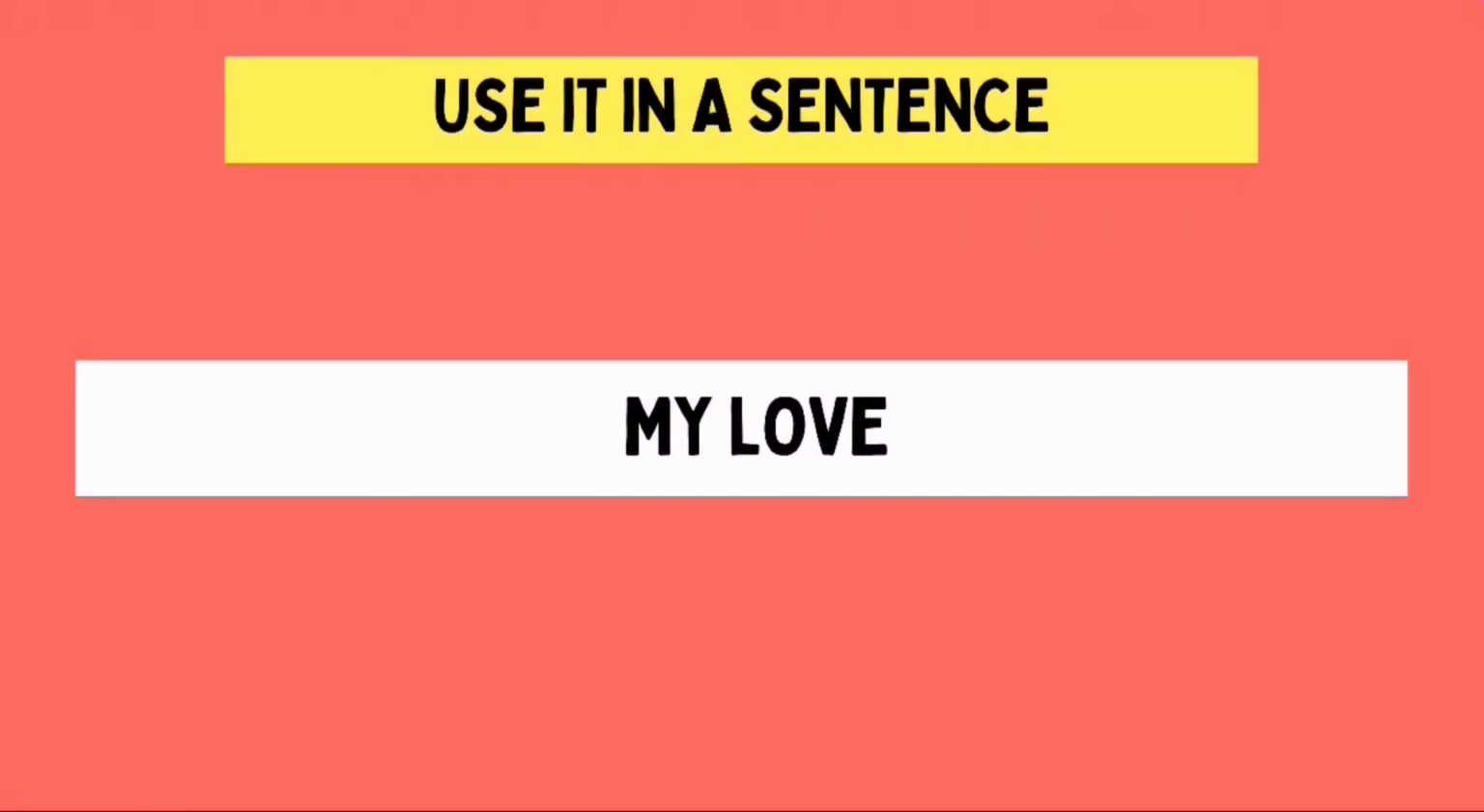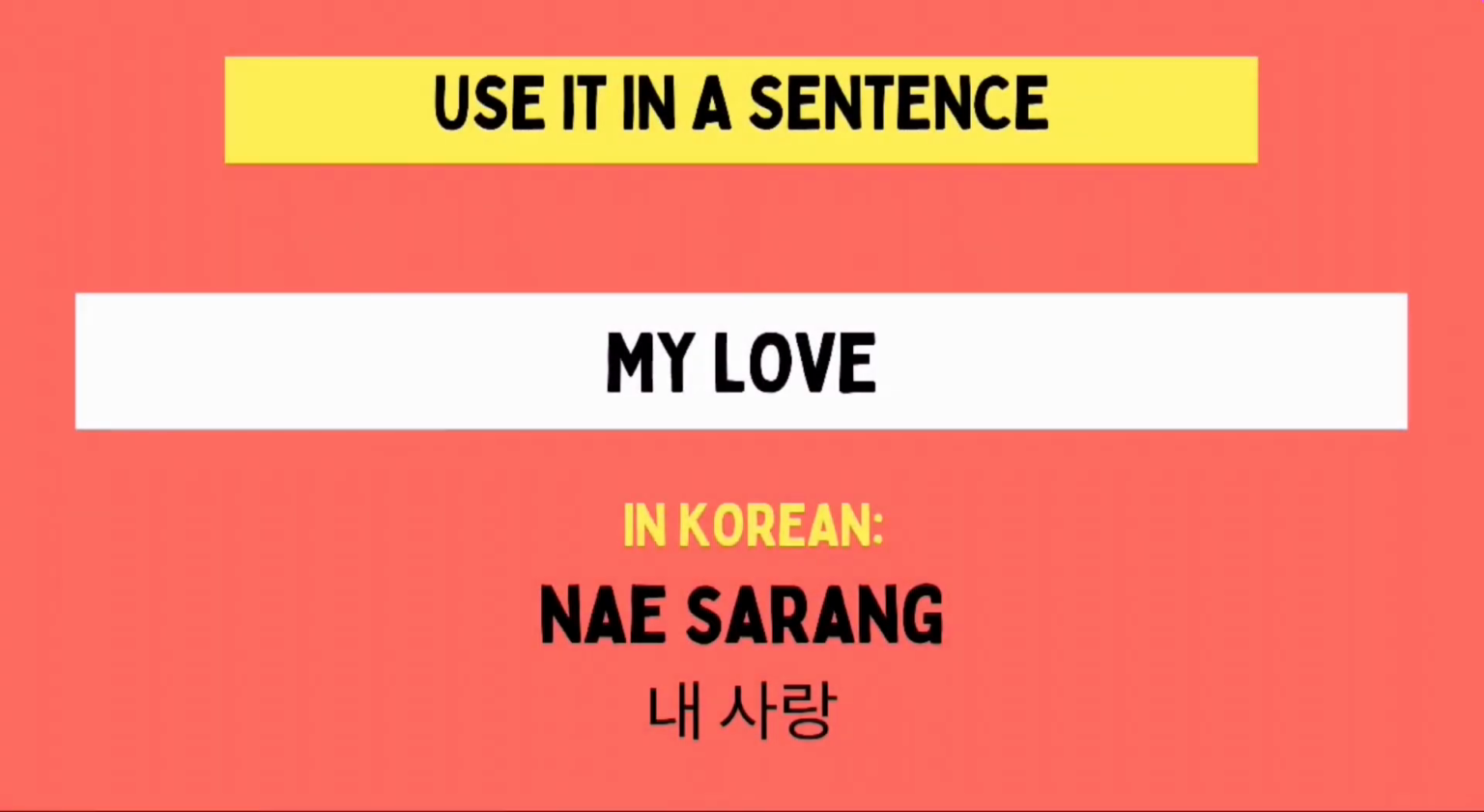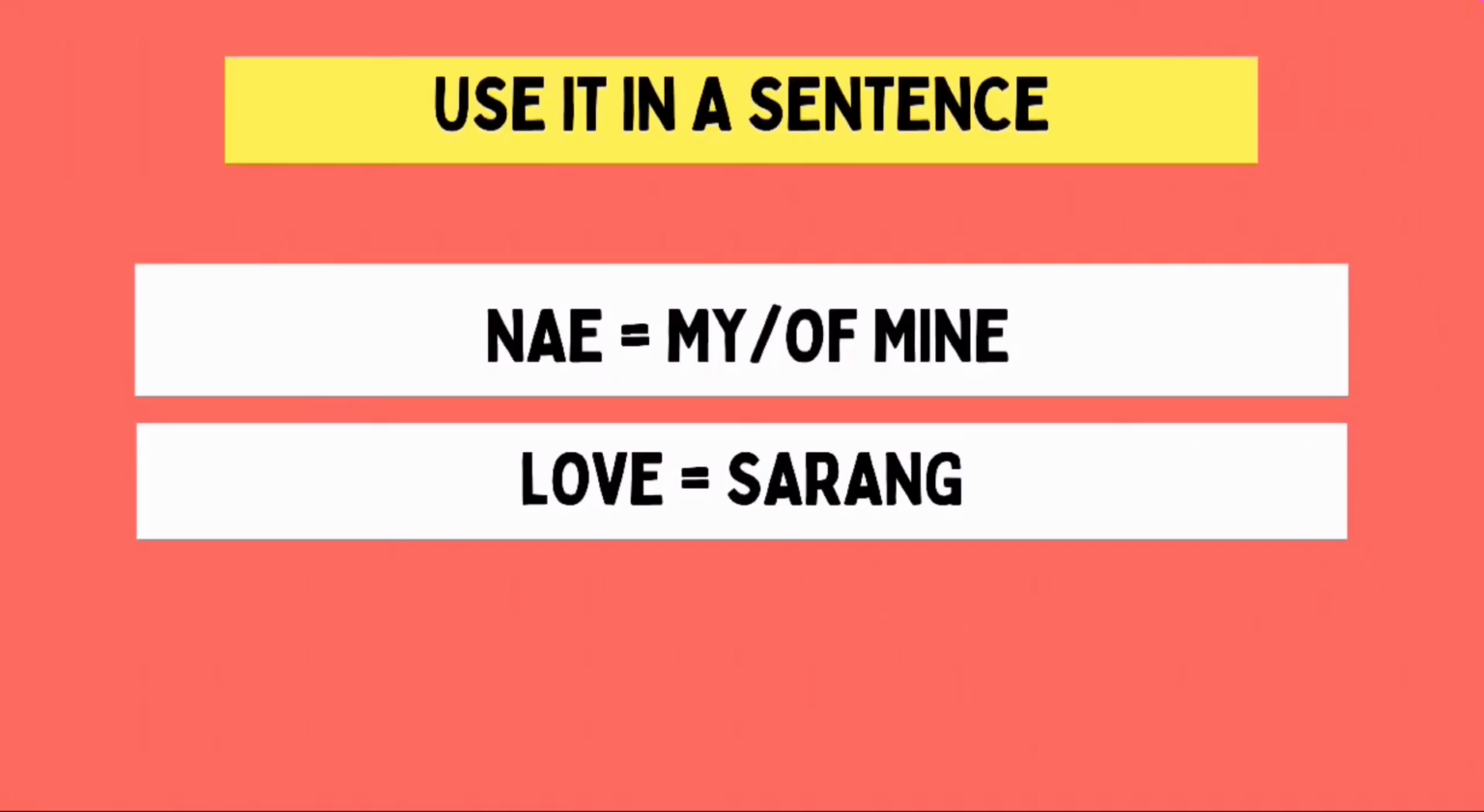Now let's try to look into this example phrase. It says, my love. The Korean translation of this phrase is ne sarang. The word ne is used to say that something is mine, while sarang, which is our word for today, is the Korean noun for love. So if we combine these two, it would result in a phrase that says love of mine or my love.